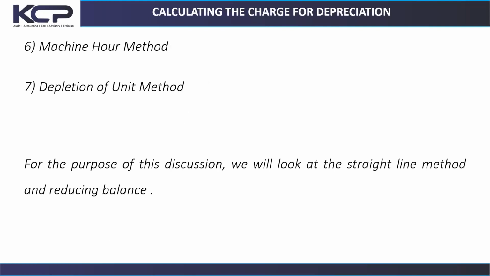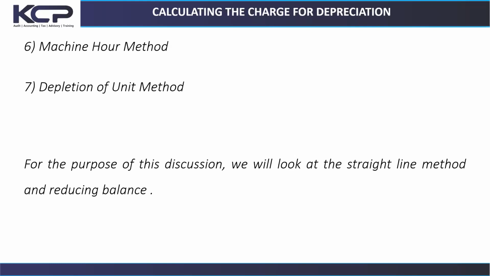Then you have the machine hour. Machine hour is basically paying attention to how many hours you have used the asset before you depreciate. So if you have a plant that has the capacity to be used for, let's say, 100,000 hours, you will take note of how many hours you have put the plant to economic use, and it is only on that basis that you then depreciate the asset.